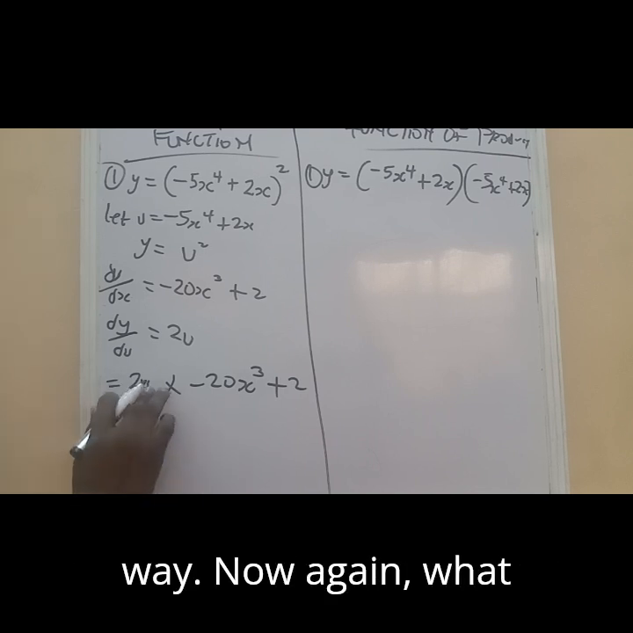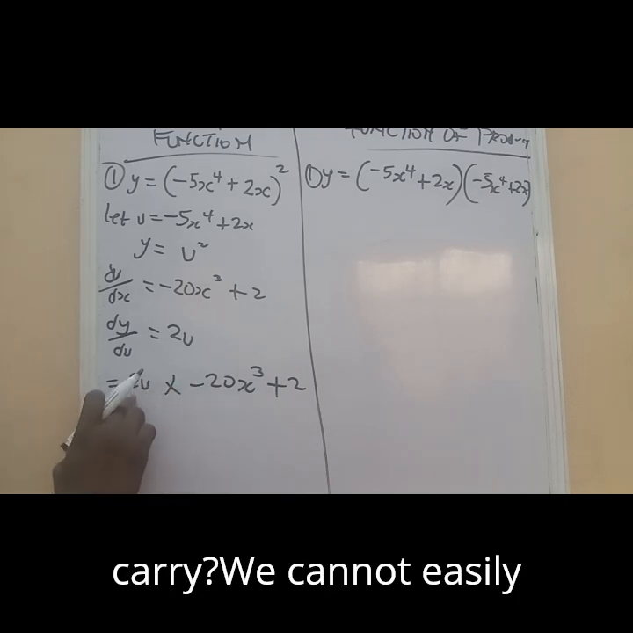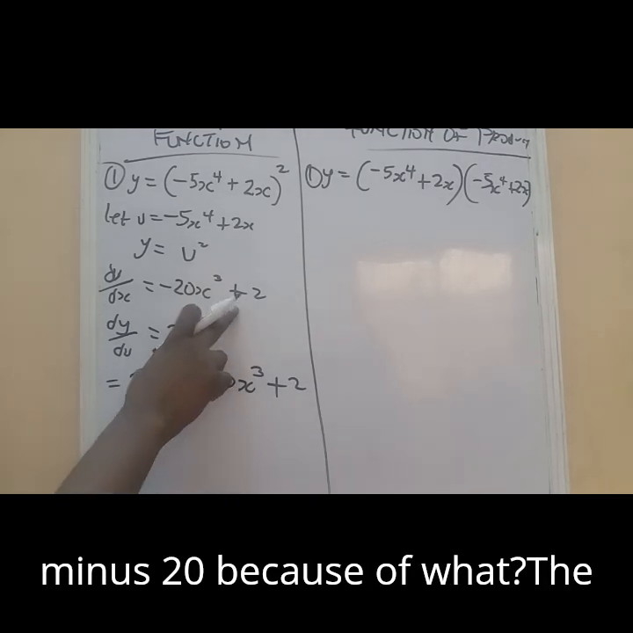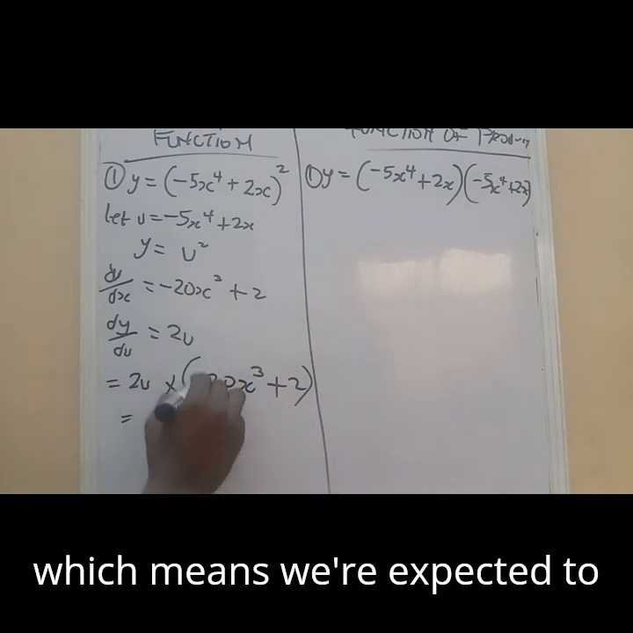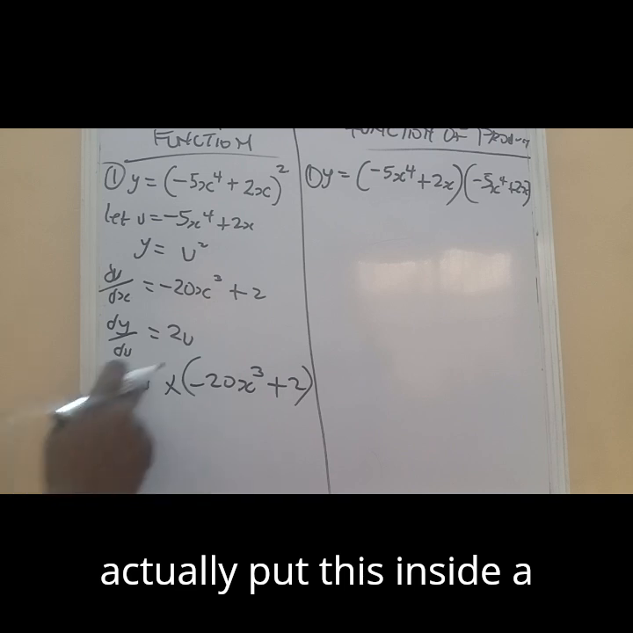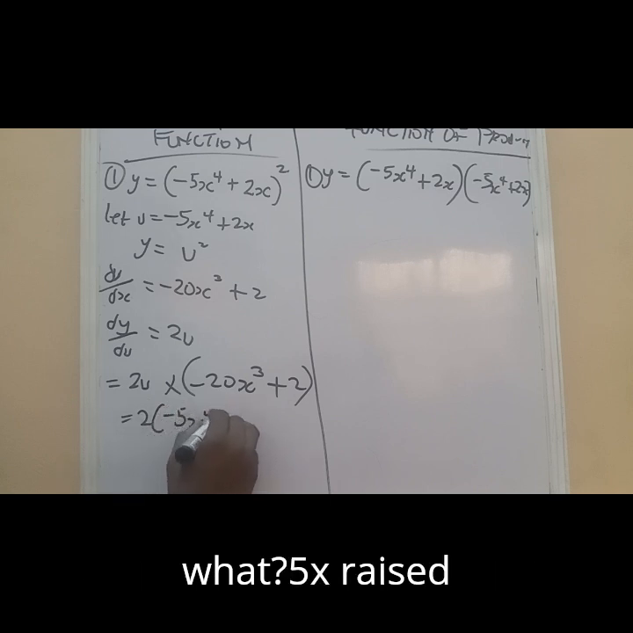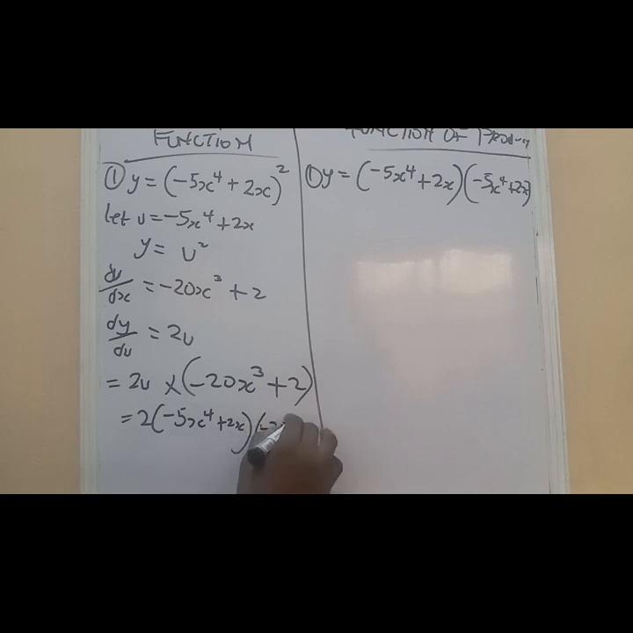What does this u carry? We cannot easily multiply this 2 times minus 20, because the minus 20x^3 has a plus 2, which means we are expected to put this inside a bracket. So you need to use 2u. What is u? I'll use minus 5x^4 plus 2x, then minus 20x^3 plus 2.